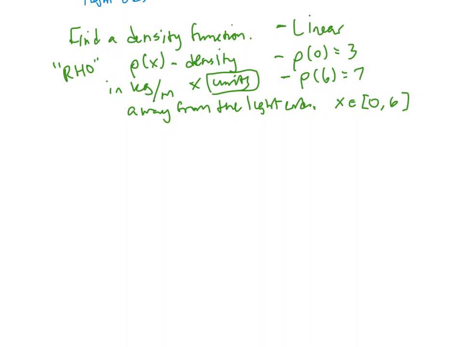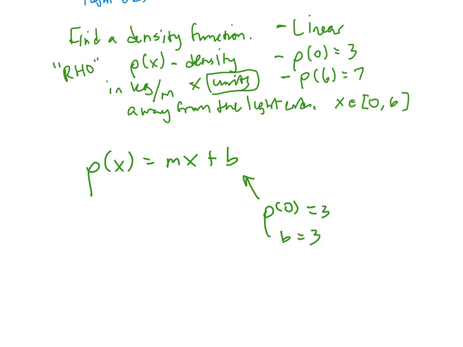I know that every linear function can be written in the form mx plus b, where b is the value of rho of 0. Well, I know rho of 0 is 3, so I think that b is going to have to equal 3. And then m, that's the rate of change, the constant rate of change of this function.